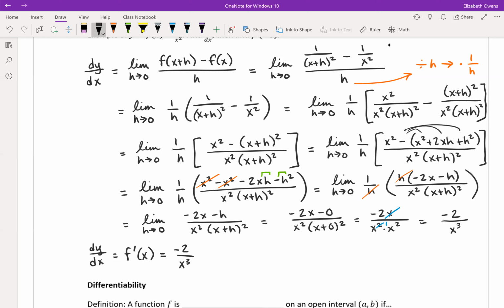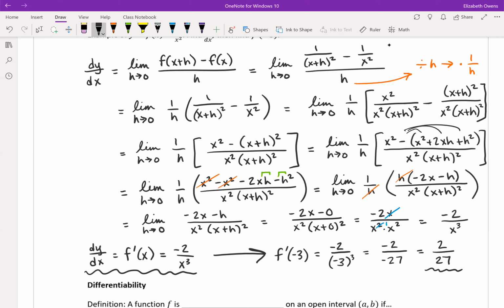Same thing there. All right, so to find f prime of negative 3, we just need to plug in x equals negative 3. So negative 2 over negative 3 cubed. All right. And that would look like negative 2 over negative 27, or positive 2/27 for the result there. Okay, so there's our derivative, and there it is evaluated at a particular value.